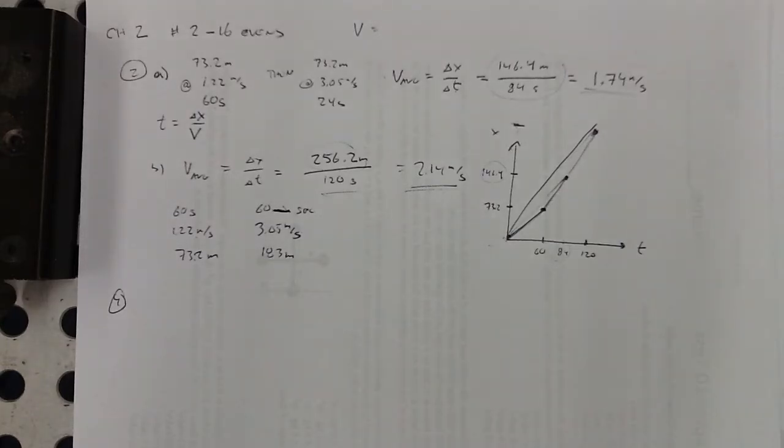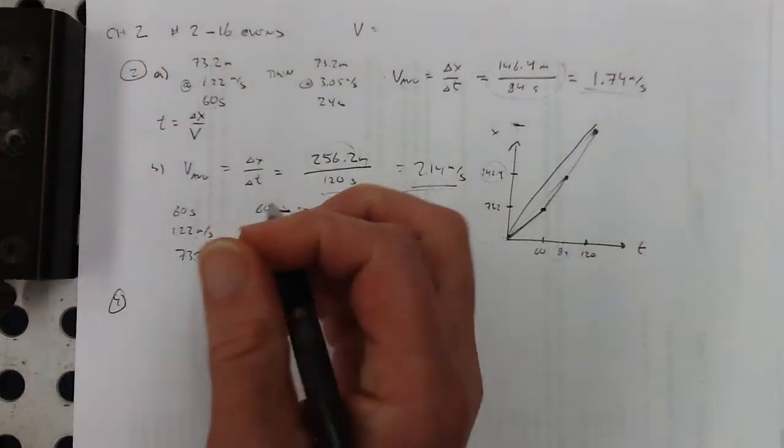Number 4. A car travels uphill at a constant speed of 40 kilometers per hour and returns down the hill at a constant speed of 60 kilometers per hour. Calculate the average speed for the round trip. Not average velocity, that would be 0. We're back at the start.